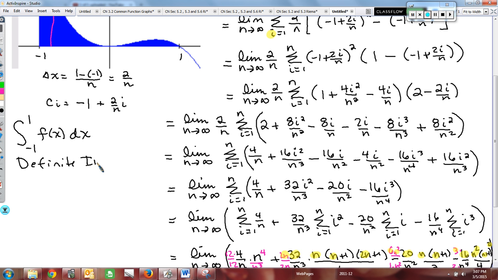And what we're going to work toward is coming up with a shortcut in order to calculate this definite integral. And we'll be talking about that in the coming lessons.